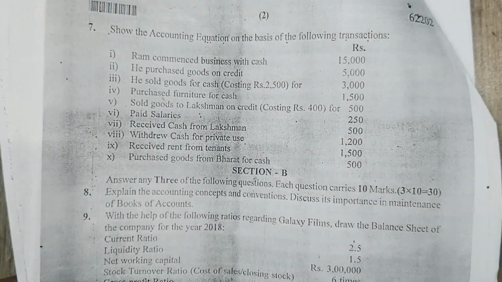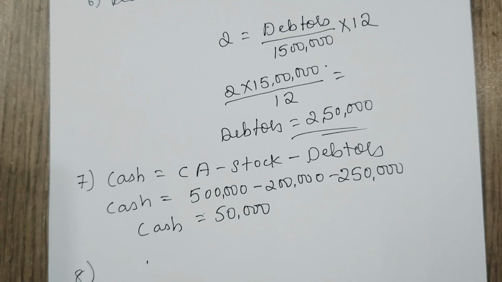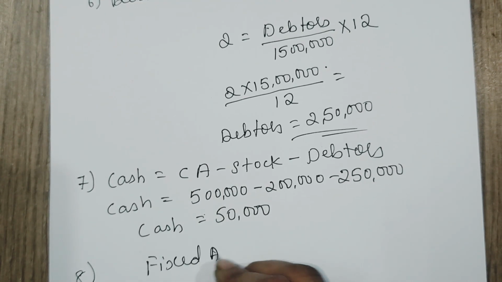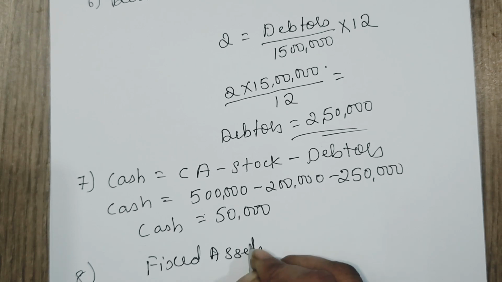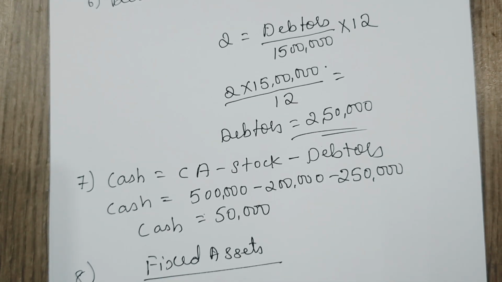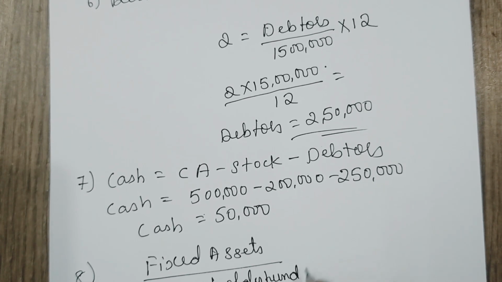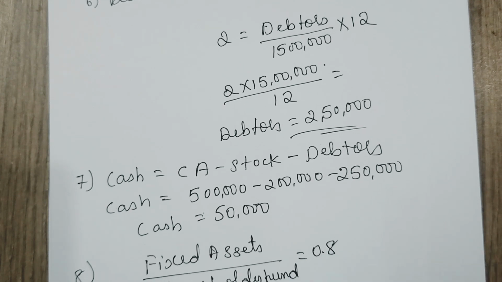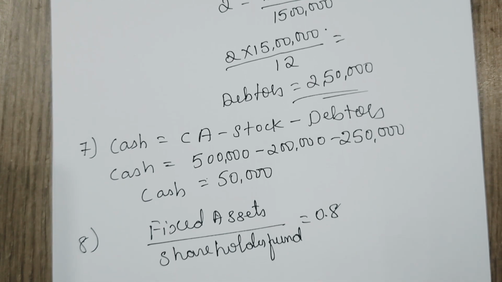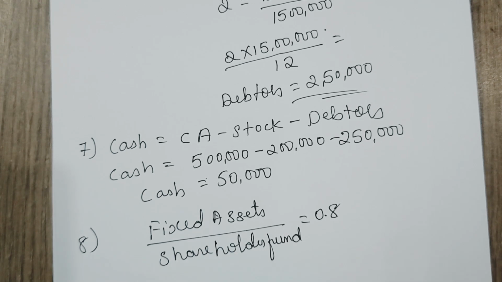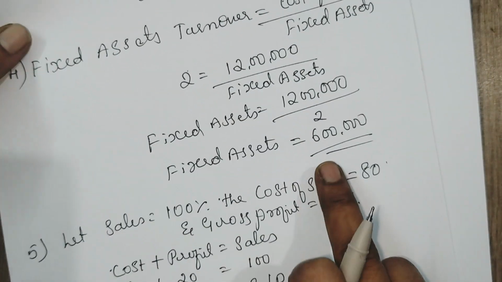Fixed asset to shareholders net worth. Fixed asset divided by shareholders fund is equal to 0.8. It is given in the question. And fixed asset we have calculated. What is the fixed asset? Fixed asset is 6 lakh. We have calculated already fixed asset here.